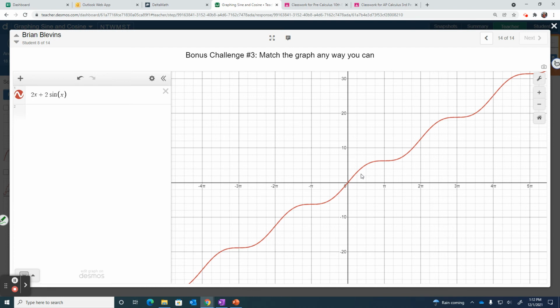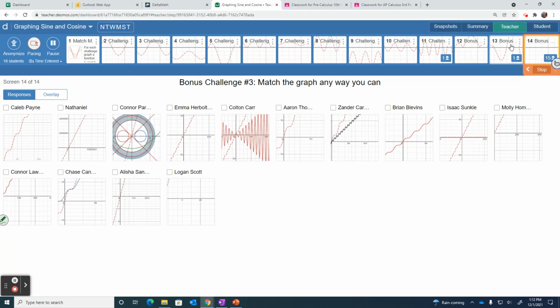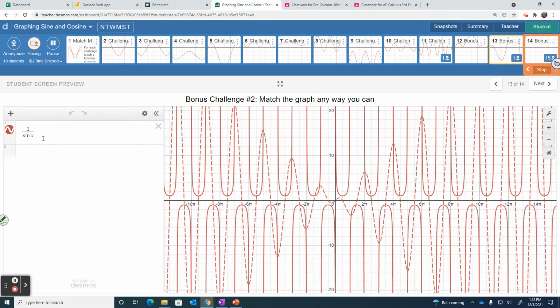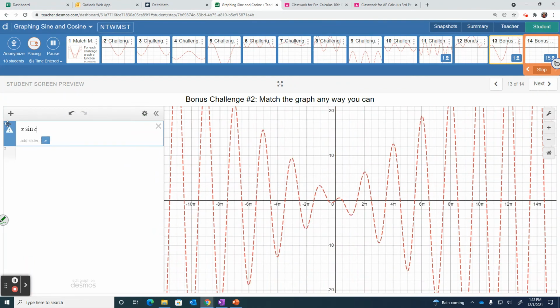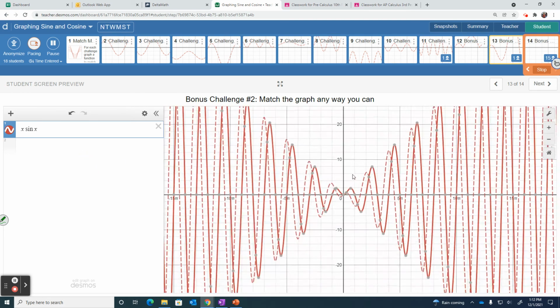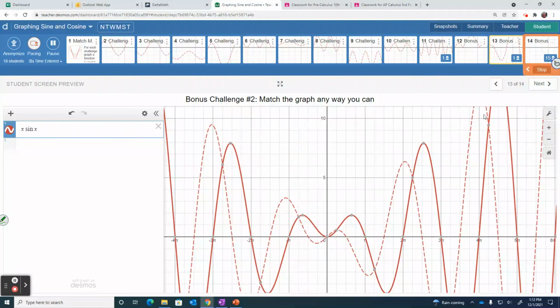You guys want to try the last one we didn't get? Let's do something and get it. I think it's actually x sine x. And then you just gotta manipulate that. Somebody have it? You got it.